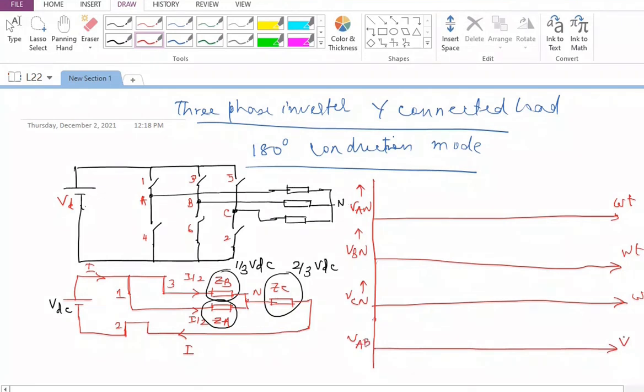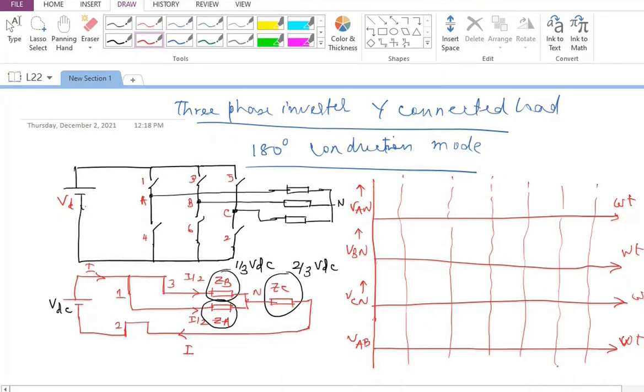This is omega t. Okay, so let's try to divide this into 6 intervals. So this is 1, and I'm going to divide this into 3, and the same way, let me divide this also into 3. So I have divided this into 6 intervals. So I'm going to have 1, 2, 3 conducting here, what I had shown here.